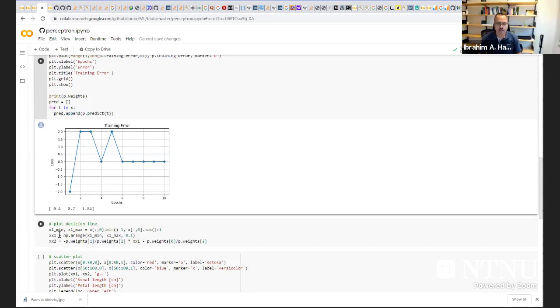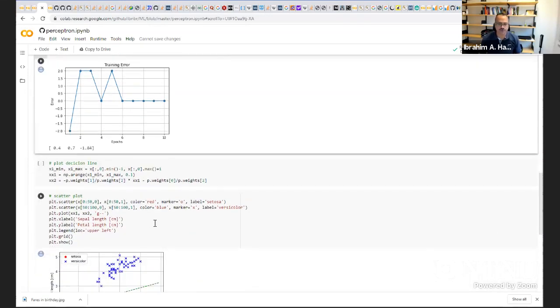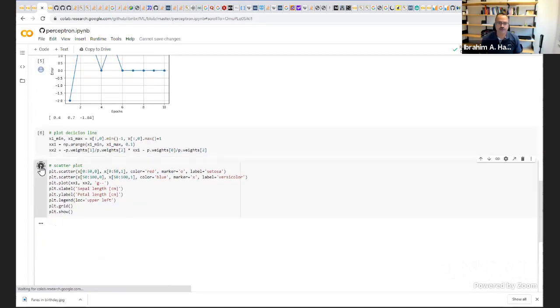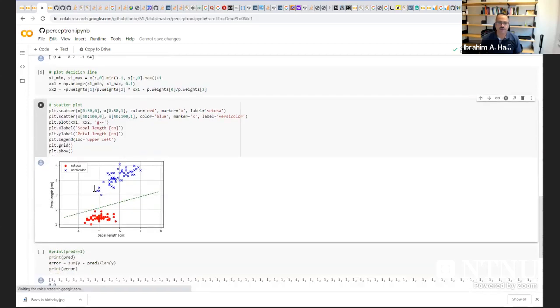So to plot the decision line, I need to find x1 minimum and x1 maximum, and generate some values for x1, and after that find the values of x2 using the equation of the decision line and just plot it. So in this case, I will run that part, and I will get this output.